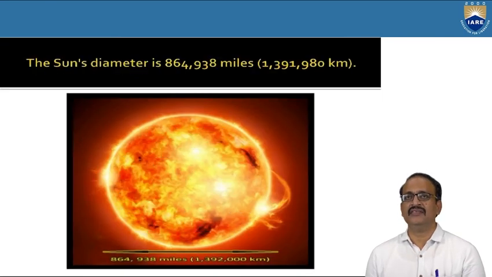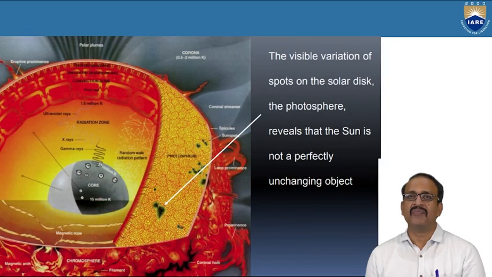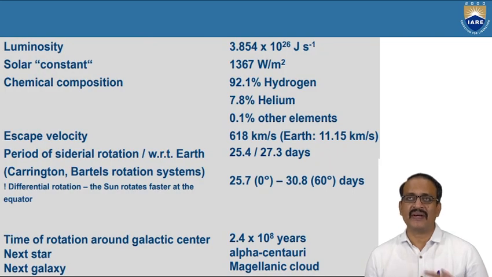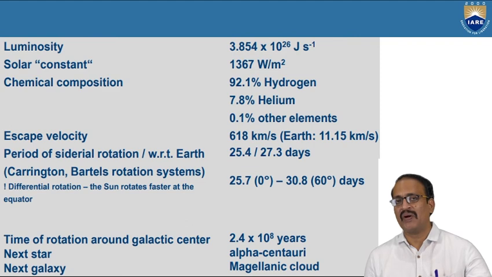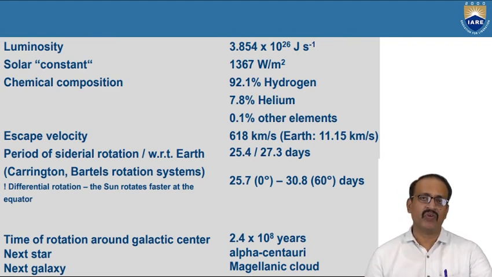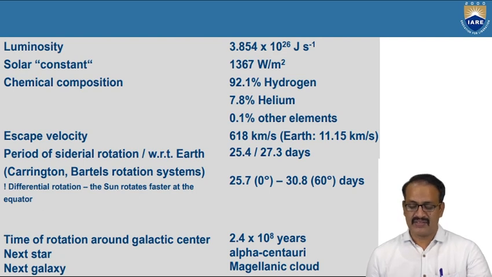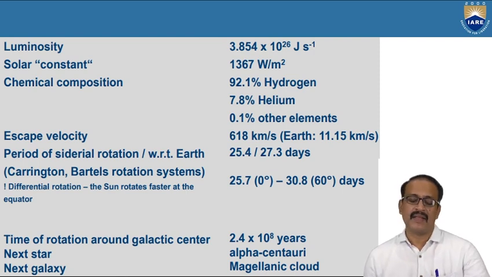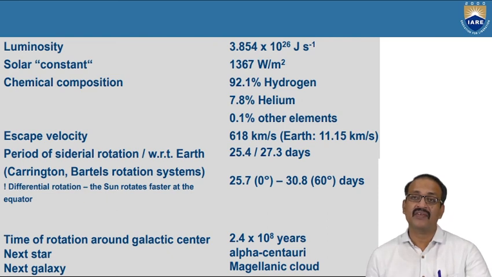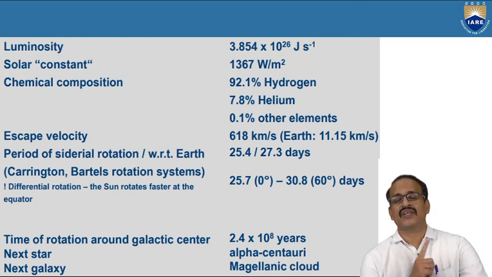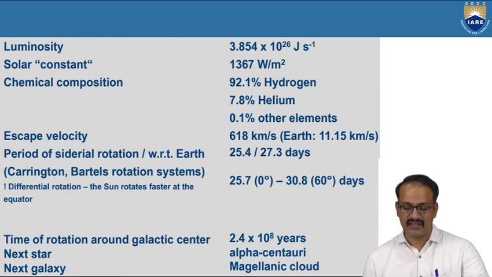So, the size of the sun, the diameter of the sun, and what particles it is made up of: 92.1% hydrogen, 7.8% helium, and only a negligible 0.1% of other elements. The nearest star is Alpha Centauri, and the nearest galaxy is the Magellanic Cloud, and the sun is also revolving around the center of our galaxy, once in 2.4 into 10 power 8 years.